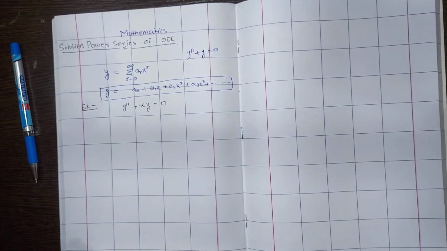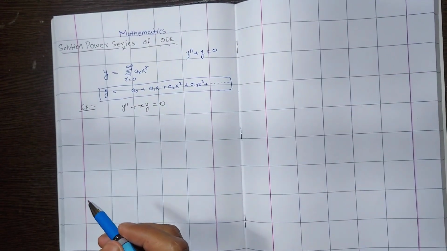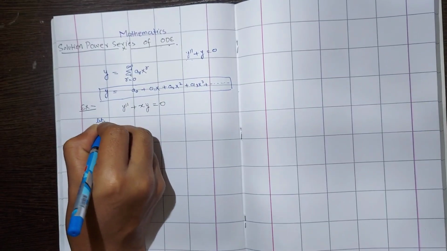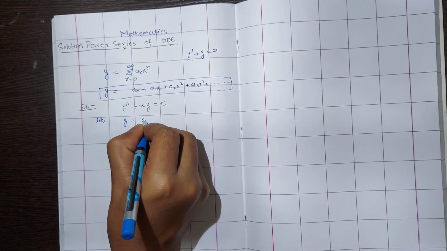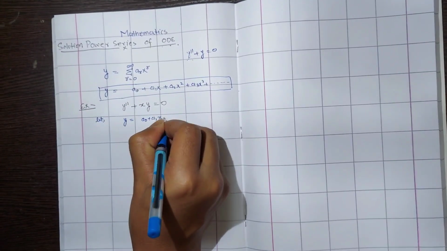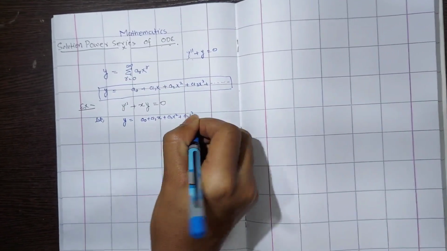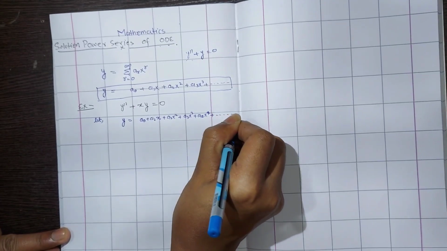We have to solve it by using the power series. Firstly, let's assume the solution is y is equal to a0 plus a1x plus a2x square plus a3x cube plus a4x to the power 4 and so on.